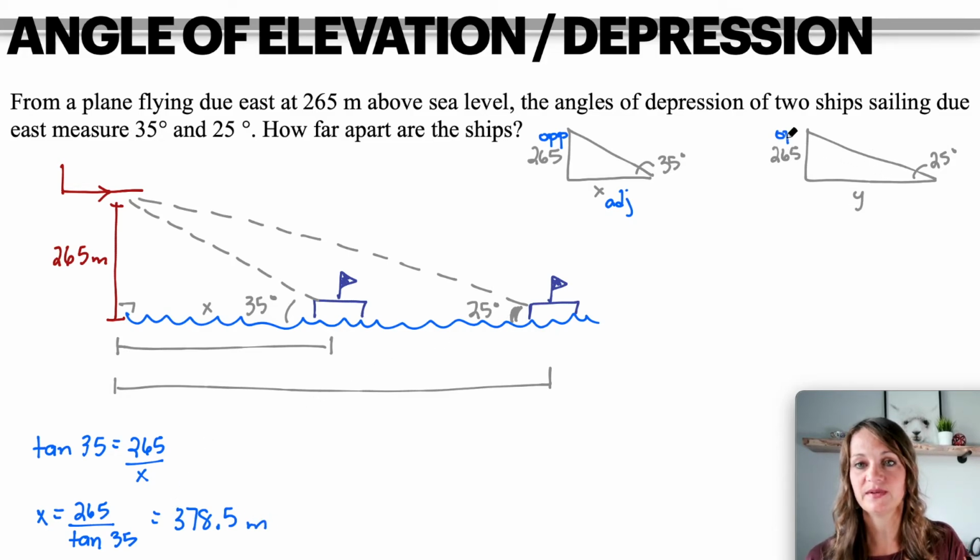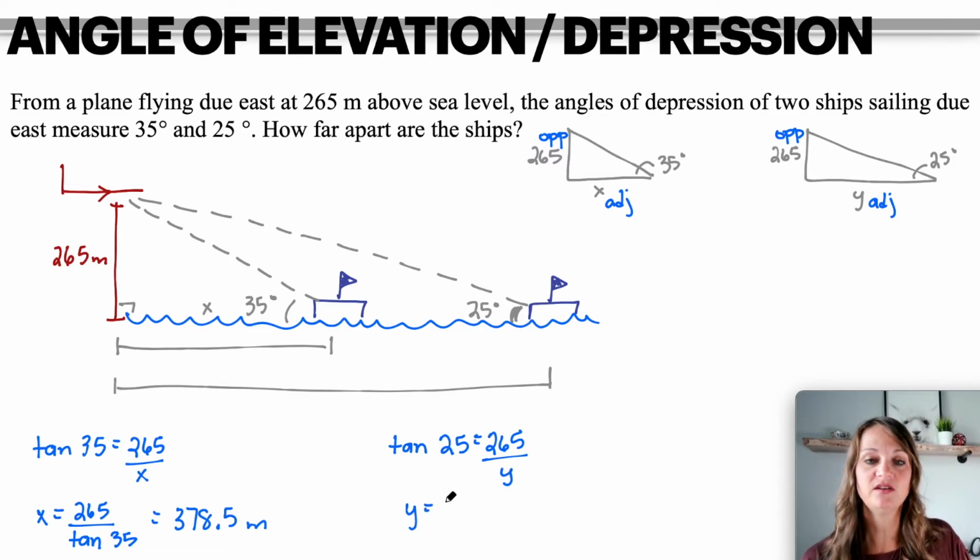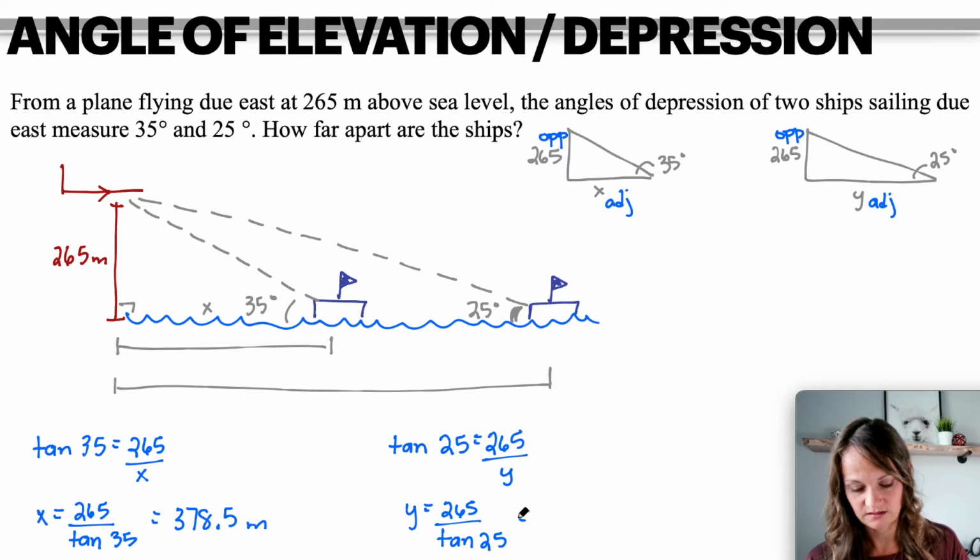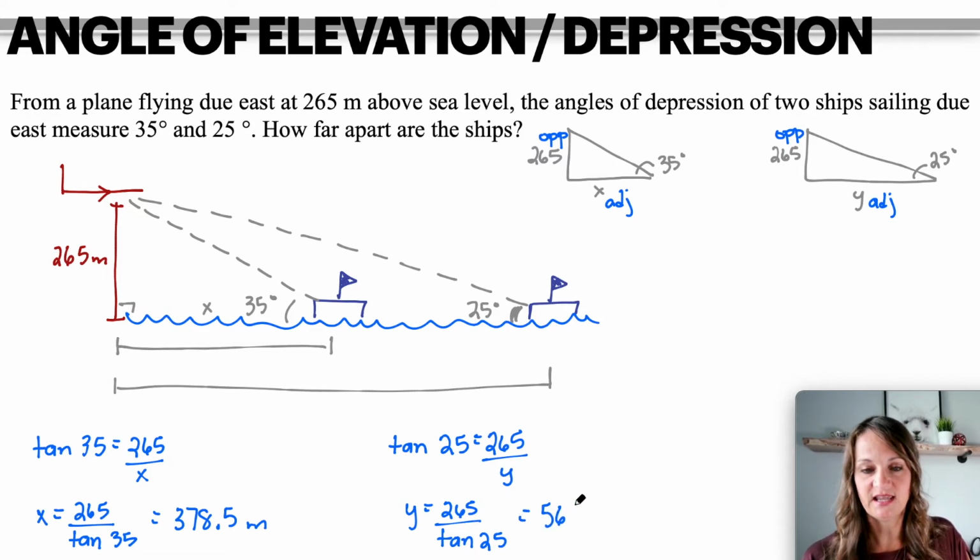And now we're going to do the second one. Again, this is the opposite and this is the adjacent. So we're still going to use tangent, but it's now going to be tangent of 25 degrees equals 265 divided by y. The variable is in the denominator, so we're going to switch places. And we will get 568.3. Now, that is the distance of each ship individually.